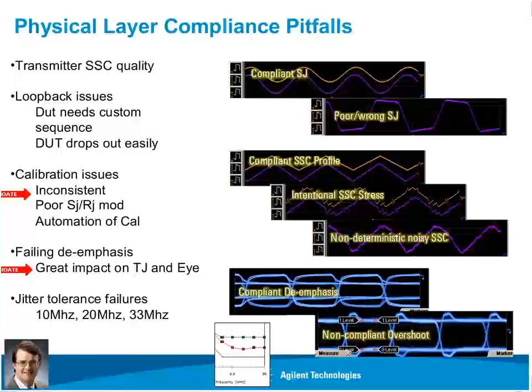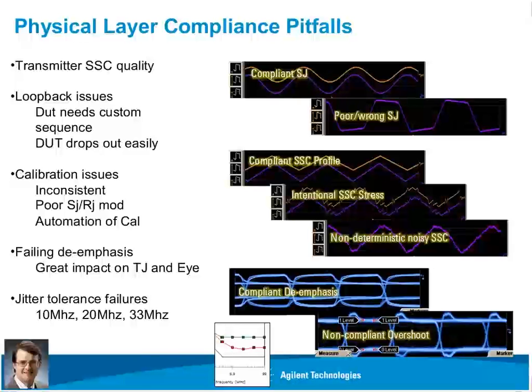Improperly formed and inaccurate de-emphasis is probably the biggest cause of eye failure for transmitter testing. It's also a problem in receive testing if your test solution doesn't have properly formed and clean de-emphasis. This shows you what the test requirements are for the spec, and this is an example of non-compliant pre-emphasis implemented by a poorly designed transmitter source.